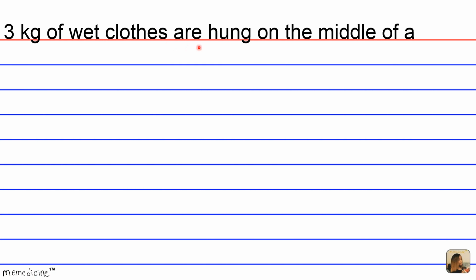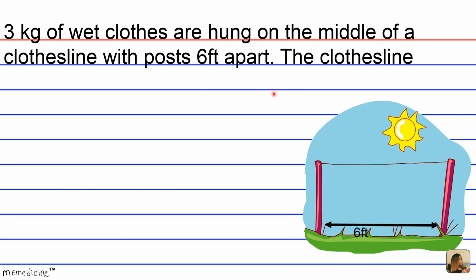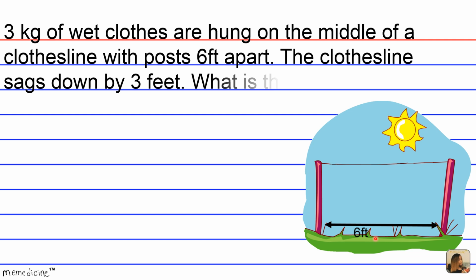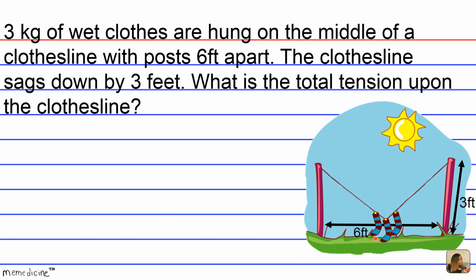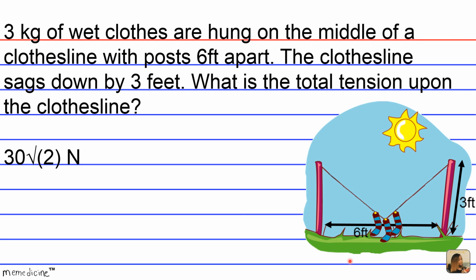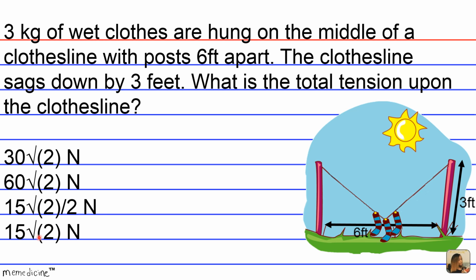3 kilograms of wet clothes are hung on the middle of a clothesline with posts 6 feet apart. The clothesline sags down by 3 feet. What is the total tension upon the clothesline? Is it going to be A, 30 radical 2 newtons, B, 60 radical 2 newtons, C, 15 radical 2 over 2 newtons, or D, 15 radical 2 newtons?